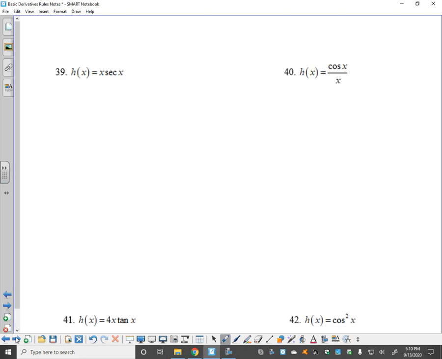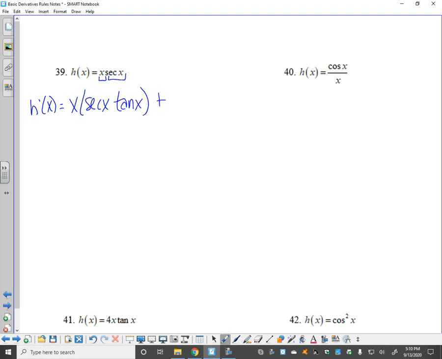Okay, 39. Two different functions, product rule. Here's one, here's the other. Okay, so h prime. Leave it. Derivative. Now derivative secant. Remember secant gets no love, puts himself in his derivative. He does not start with a c, so no negative. So he's secant, who's his buddy? Tangent.